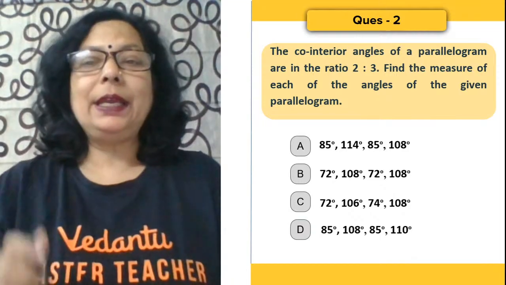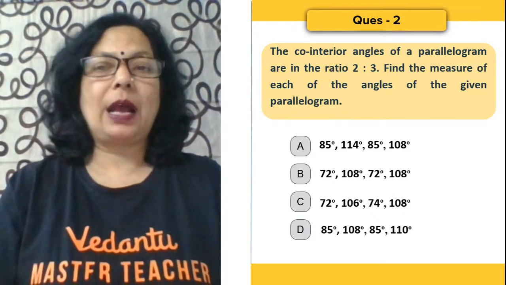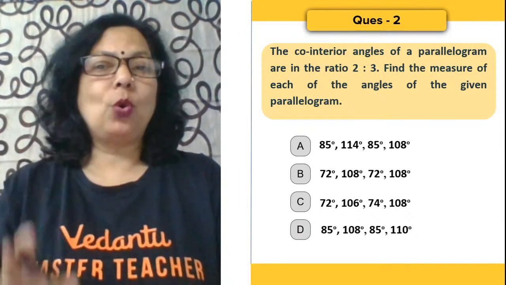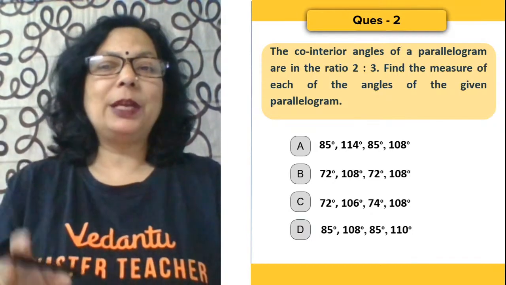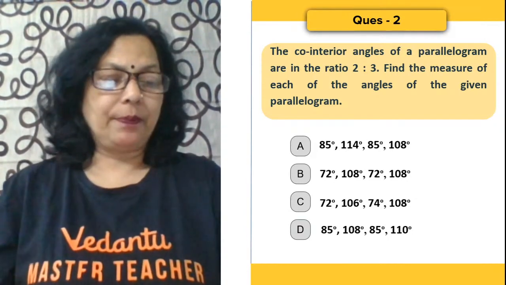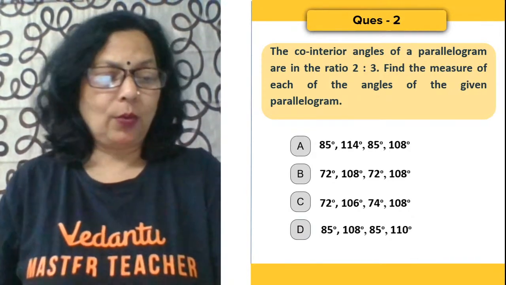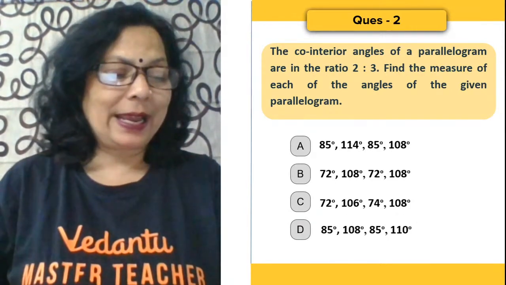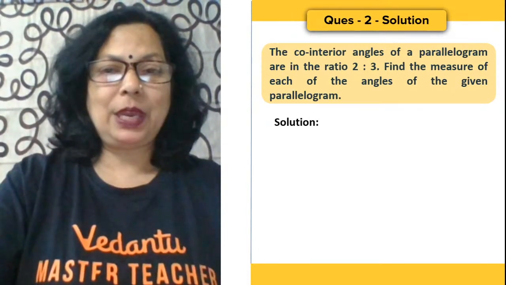The co-interior angles of a parallelogram, meaning पड़ोसी angles of a parallelogram, are in the ratio of 2:3. And आपको पता है parallelogram के co-interior angles या adjacent angles का sum is 180 degrees. Find the measure of the angles of the given parallelogram. Yes, Arpita, very good. Rudraksh. Oh, wow. Answer itni fast. Just I put up a question and I get the answer. Very good. That's great. And the answer is B.